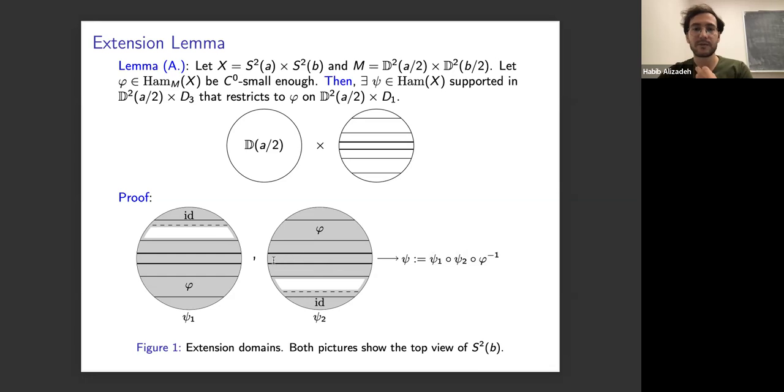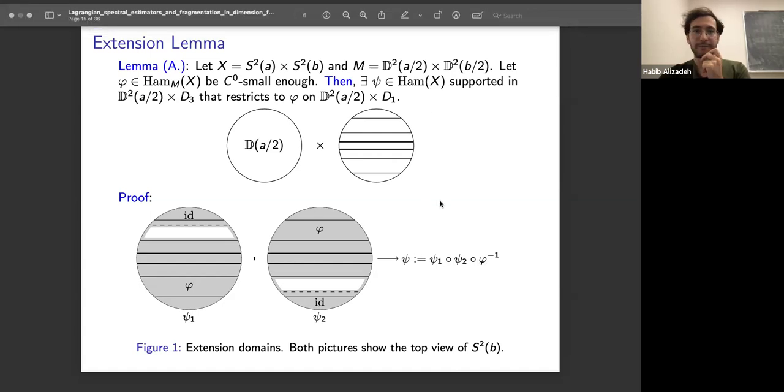So let's look at this on the small strip. On the small strip, psi 1 is equal to phi, the way we constructed it. Psi 2 is also equal to phi. And then composing with phi inverse, you get phi. So you have two phi's composed with phi inverse, you get phi. And then, for example, in the lower disk, psi 1 is phi, psi 2 is identity, and then you get phi, identity, phi inverse. You get identity, and so on. Any question about the proof?